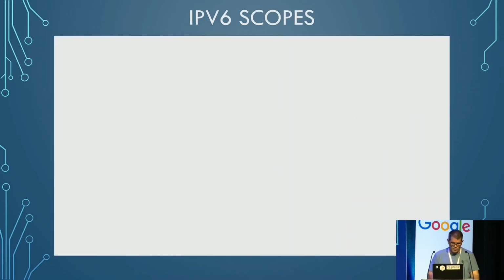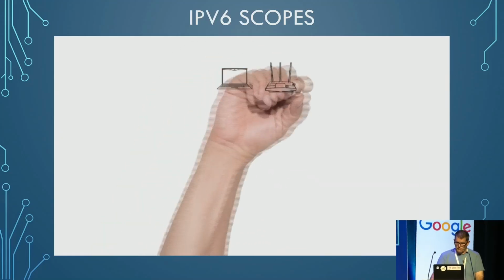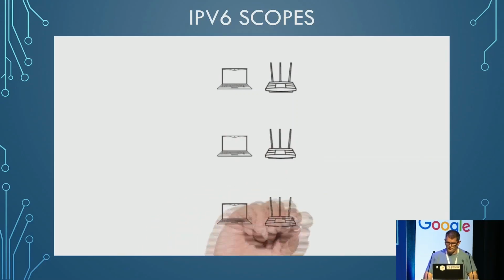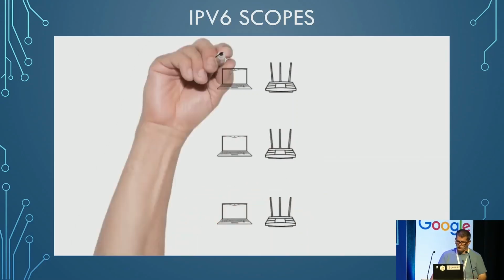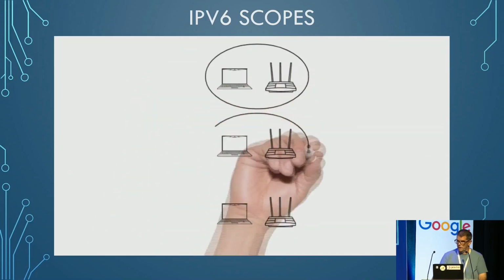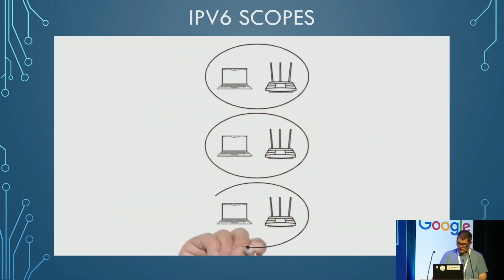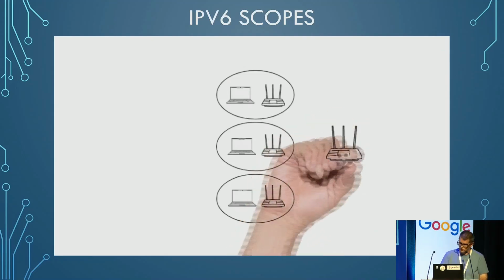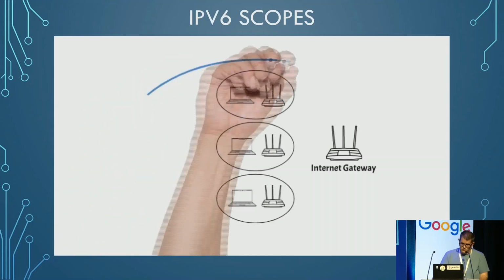So I want to discuss scopes a little bit. In IPv6, say we've got a typical local network. In fact, we can have multiple local networks or subnets, each with its own router. These local networks sit behind a router that's connected to the internet via IPv6. Let's wait for the drawing to catch up.